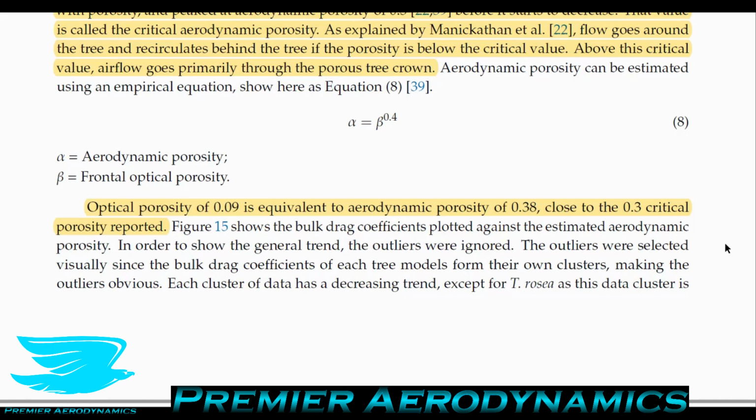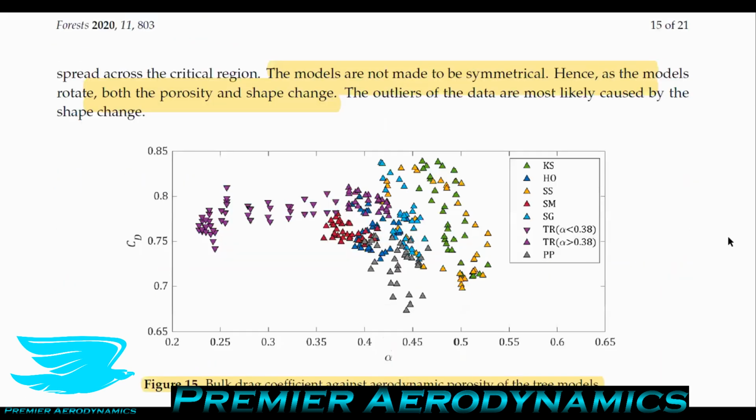And I have a quick equation here which shows that the aerodynamic porosity is equal to the frontal optical porosity to the power of 0.4. So the models are not made to be symmetrical. Hence, as the models rotate, both the porosity and shape change.